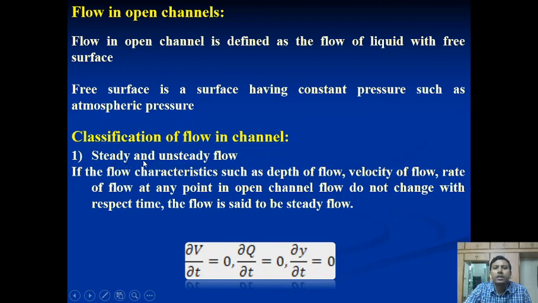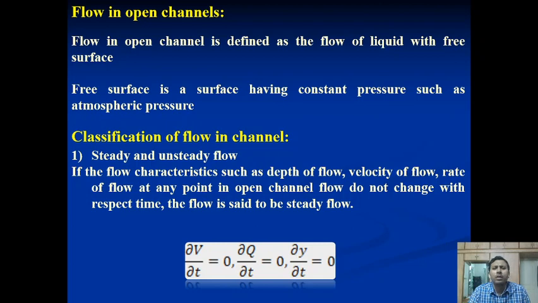Now see, every fluid flowing through any section depends on velocity, discharge, and the depth of the flow, right? So in a very simple way, we define the steady flow. We consider steady flows as those in which the depth of the flow, velocity of the flow and rate of the flow at any point in the open channel do not change with respect to time. Keep in mind carefully this keyword: do not change with respect to time. This flow we consider as the steady flow, right? So velocity, discharge and depth do not change with respect to time at any point in any section.